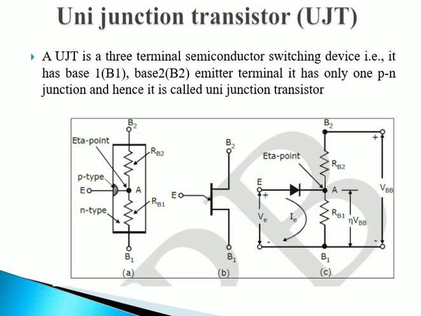So first we will see the uni-junction transistor. Now, a uni-junction transistor is a three terminal switching device, right? So it is also three terminal like your BJT, but the three terminals over here are B1 and B2, that is base 1 and base 2, and there is an emitter terminal, and this has only one PN junction. Because it has only one PN junction, we call this a uni-junction transistor.